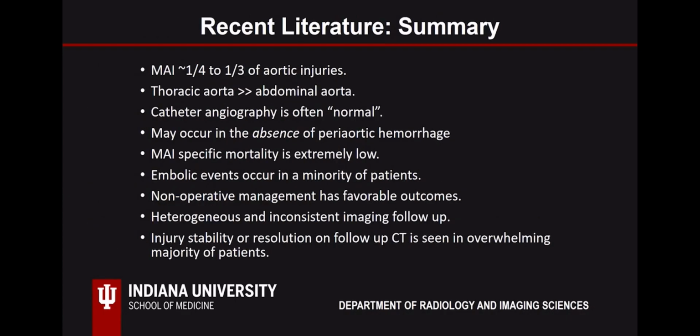Minimal aortic injuries constitute approximately a quarter to a third of all aortic injuries. The thoracic aorta is more commonly injured than the abdominal aorta, and often this occurs in the absence of periaortic hemorrhage. Mortality related to minimal aortic injuries is very low, though some embolic events may occur in approximately 10% of patients. Non-operative management has overall favorable outcomes.